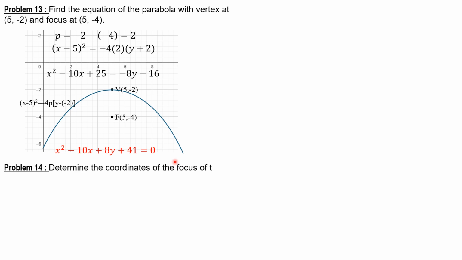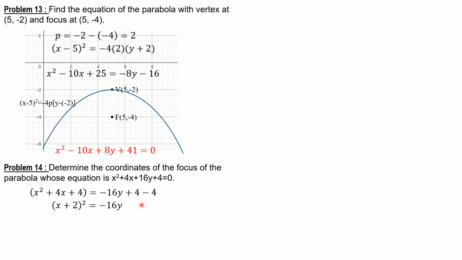Problem 14. Determine the coordinates of the focus of the parabola whose equation is x squared plus 4x plus 16y plus 4 equals 0. This is a parabola that is open downward. Let's complete the square in x. x squared plus 4x plus 4 equals negative 16y minus 4 plus 4. So that is (x plus 2) squared equals negative 16y. 4p equals 16, so p is 4. The vertex of this parabola that is open downward is at (-2, 0).